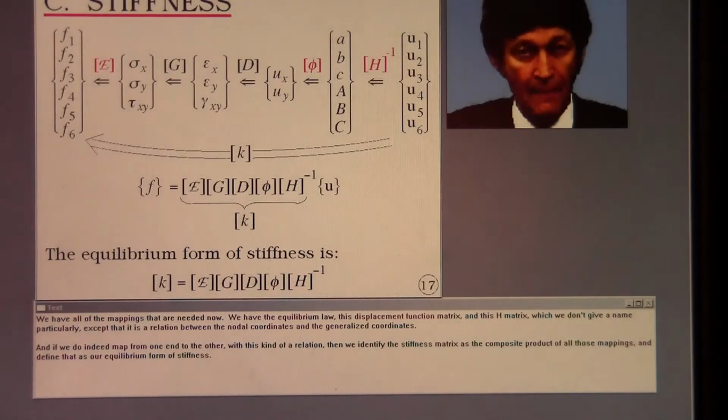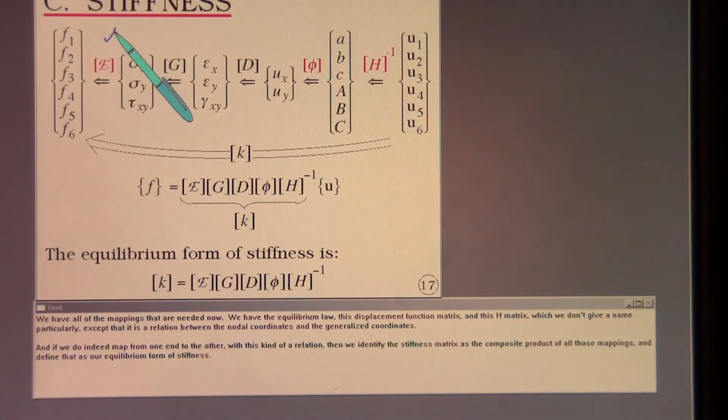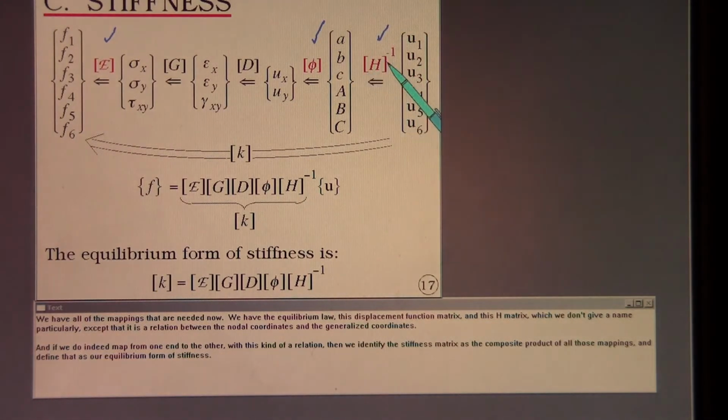We have all of the mappings that are needed now. We have the equilibrium law, this displacement function matrix, and this H matrix, which we don't give a name to particularly, except that it is a relation between the nodal coordinates and the generalized coordinates. And if we do indeed map from one end to the other with this kind of a relation, then we identify the stiffness matrix as the composite product of all those mappings and define that as our equilibrium form of stiffness.